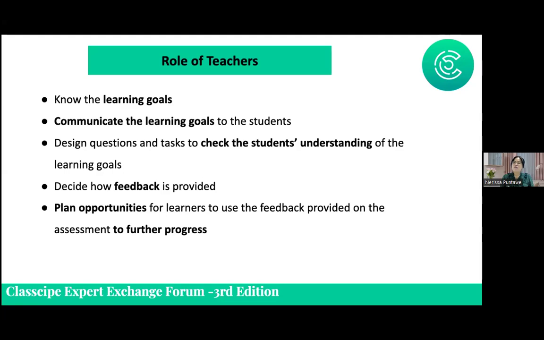Then they have to decide how feedback is provided. So feedback doesn't always have to come from the teacher. There are always different ways, like peer check and so on. It could be self-assessment. They also have to plan opportunities for learners to use the feedback provided on the assessment to further progress. So after the formative assessment and the students are given feedback, then the teachers have to again plan for another assessment to make sure that the students can apply what they have learned or the feedback that they were provided with. So it's more of a scaffolding. So formative assessments are linked to each other.